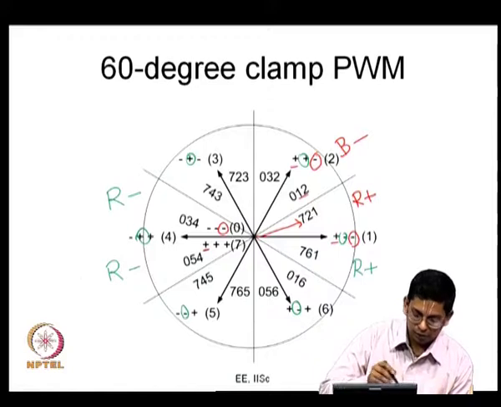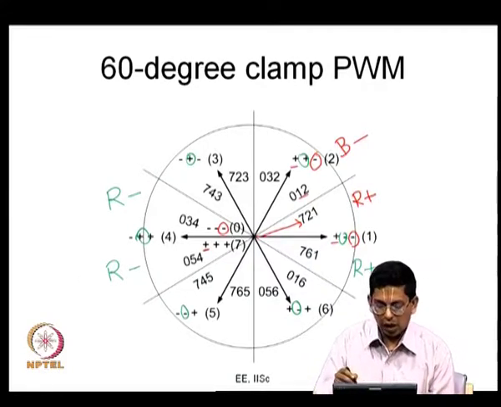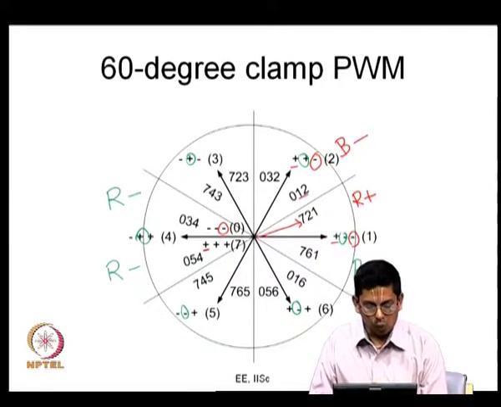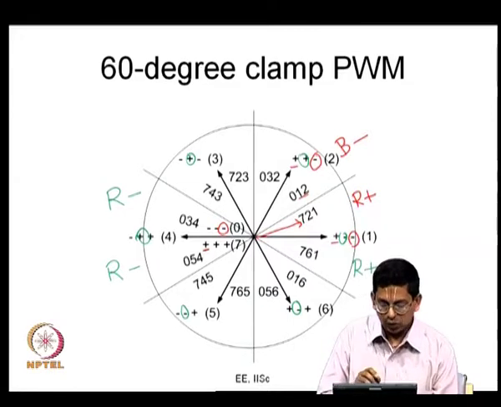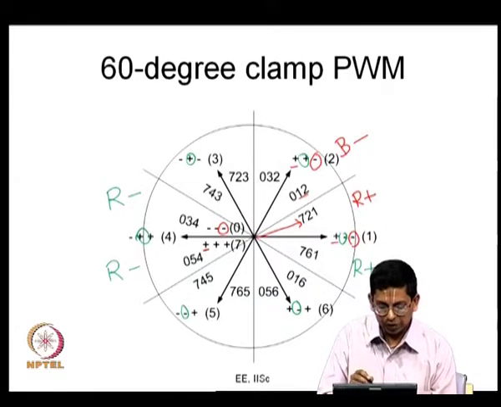Excuse me, let us just do it for one more phase so that it becomes clearer, right. So, you have R and R. If you look at Y, let us say you look at 7, 2, 3. What is 7, 2, 3?